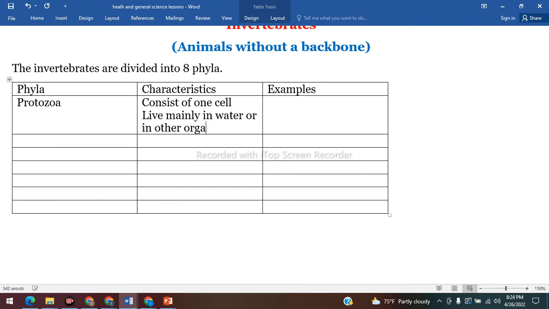So these are very small organisms. For example, you may be familiar with this one, the amoeba. Anyone familiar with that? You ever heard that word before? You know, like the Amoeba Sisters on YouTube. Do y'all know the Amoeba Sisters on YouTube?